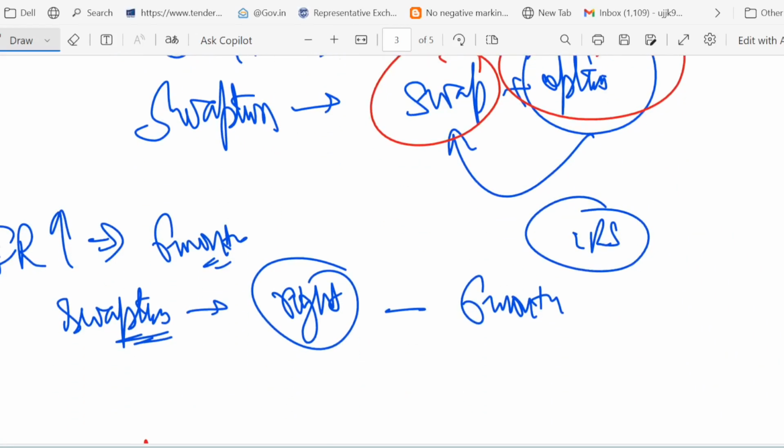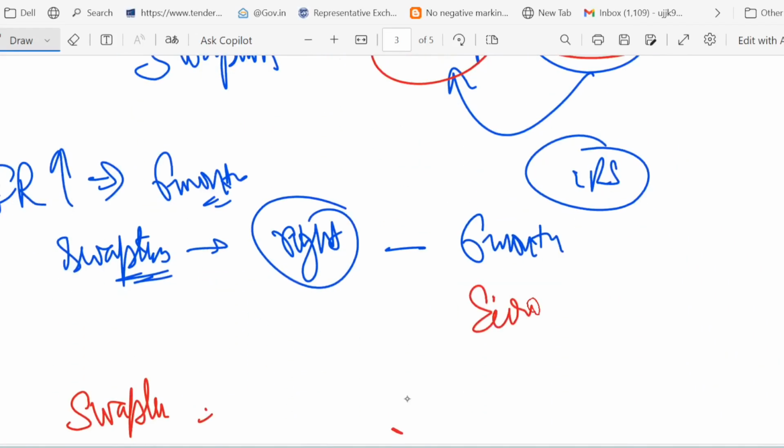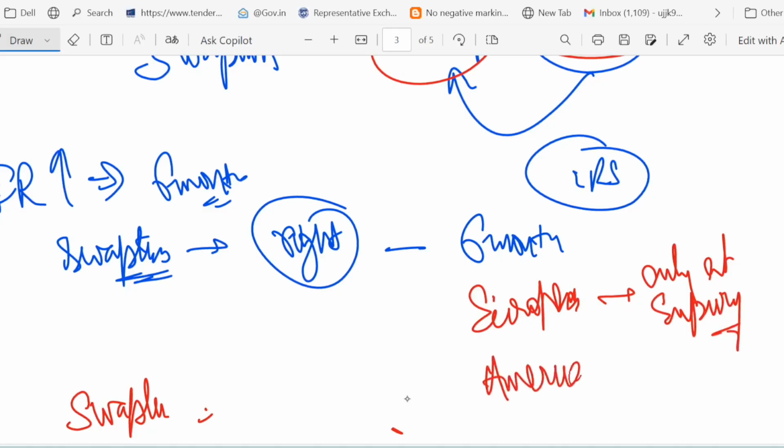If it is European swaption, remember, it can be exercised only at expiry. And if it is American swaption, it can be exercised any time. You can exercise it any time before expiry. And it is used for hedging interest rate risk or speculating on rate movement, right? You can think of it like a future deal on interest rate. If it benefits you, go for it.